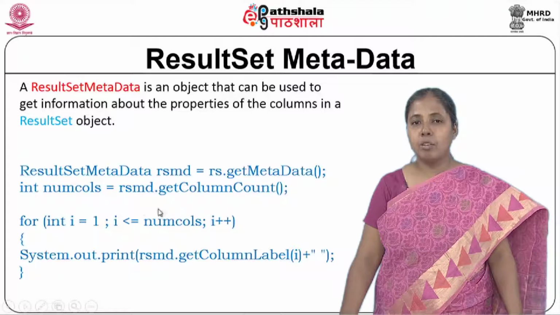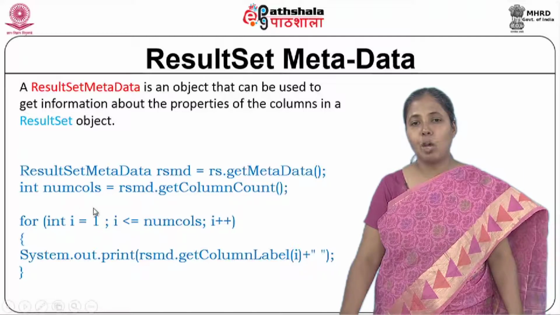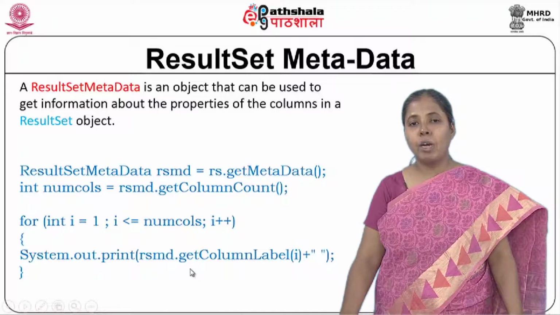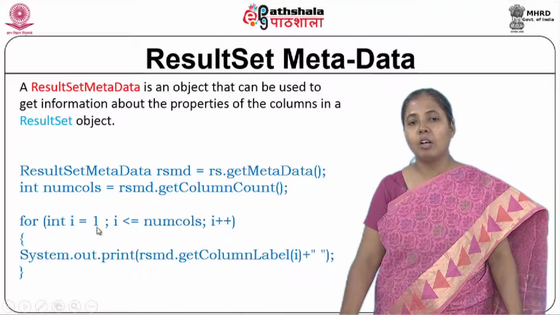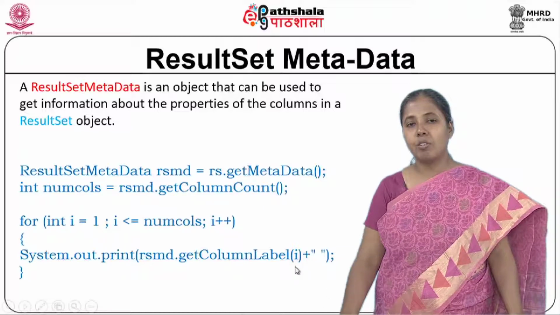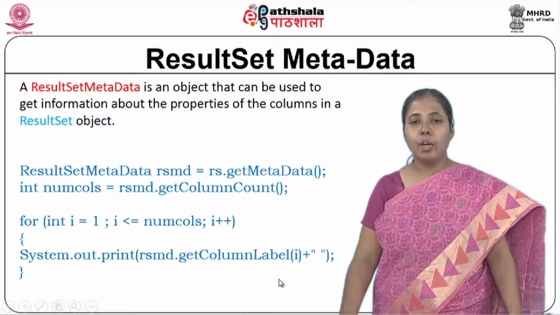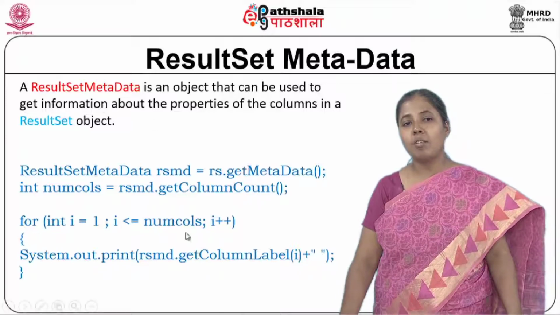Once you get a result set metadata object, we use a method called get column count, which returns the number of columns, and for each column you want to know the name of the column. So, you can use a method called get column label of whatever index. The index starts from 1, so index 1 denotes the first column. Every column name can be printed. So, you can get the meta information about the result set using the object called result set metadata.